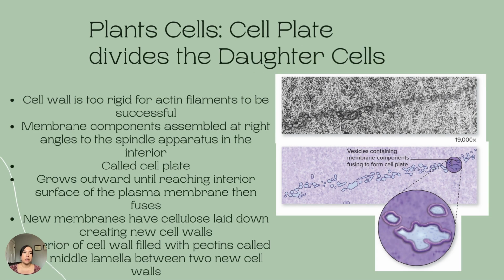In plants, they do not use actin. Plants have a very rigid, very thick cell wall, so it's very hard for actin to work and to be successful in separating the cell. Instead, a cell plate is used in plant cells. A cell plate is a membrane component assembled at right angles to the spindle apparatus in the interior. It grows outward until reaching the interior surface of the plasma membrane, then it fuses. Then the cell wall is filled with pectins called middle lamella between two new cell walls. So that's the difference between the plant and the animal cell.